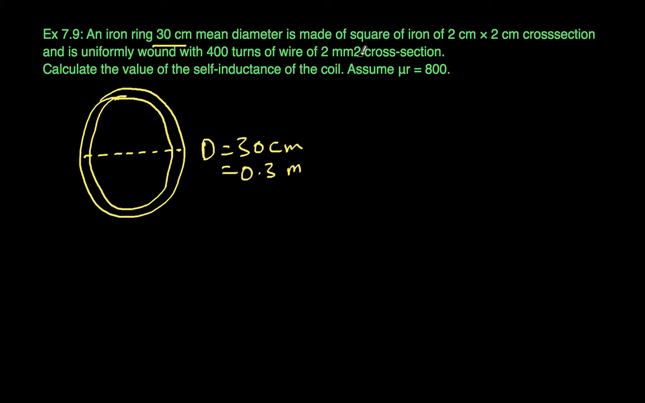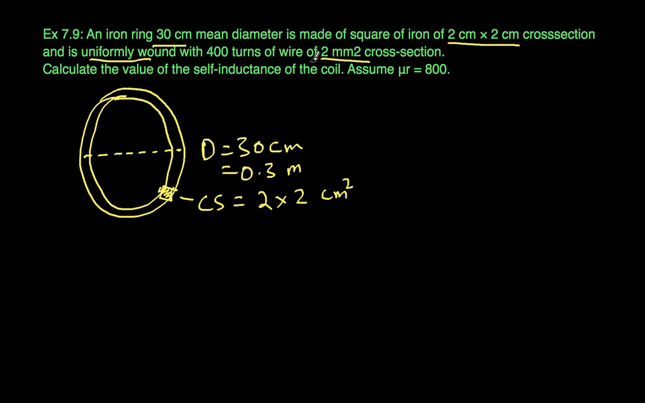Square section: it's actually a square shape, so the cross section is nothing but 2 by 2 centimeter square. That is the cross section, and the ring is uniformly wound with 400 turns of wire. It is important to note that it is uniformly wound. That means the coil is throughout the entire circumference of the ring, 400 turns of wire.